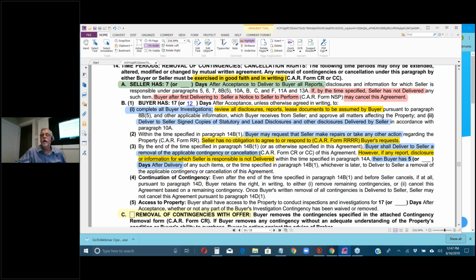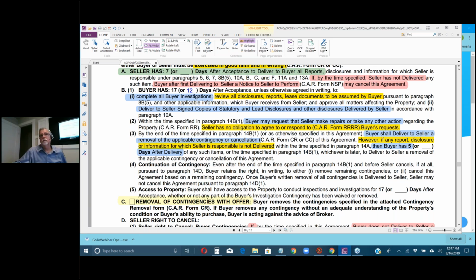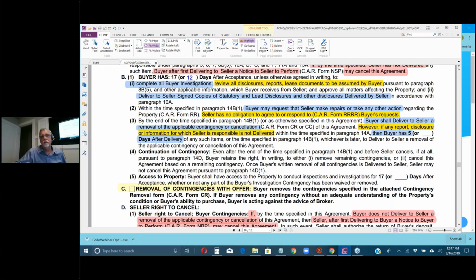Continuation: if nobody does anything, what happens? The answer is we continue limping along. It doesn't destroy the contract, we just keep going. Even after the end of the time specified in 14B1 and before seller cancels, buyer retains the right in writing to either remove the contingencies or cancel this agreement based upon a remaining contingency. Once the buyer's written removal of all contingencies is delivered to seller, seller may not cancel the agreement.